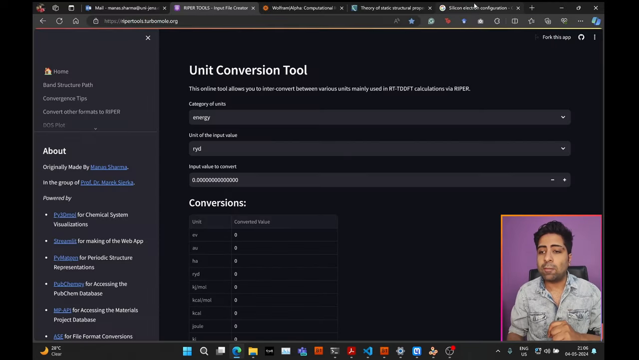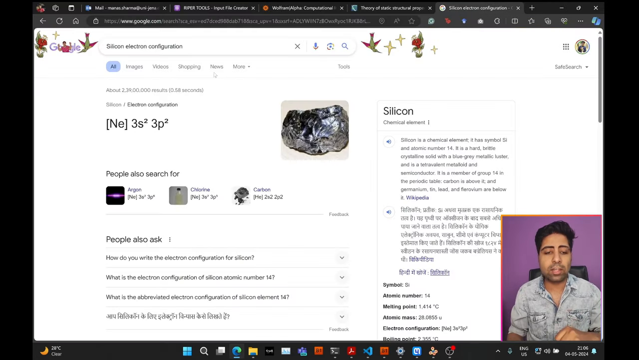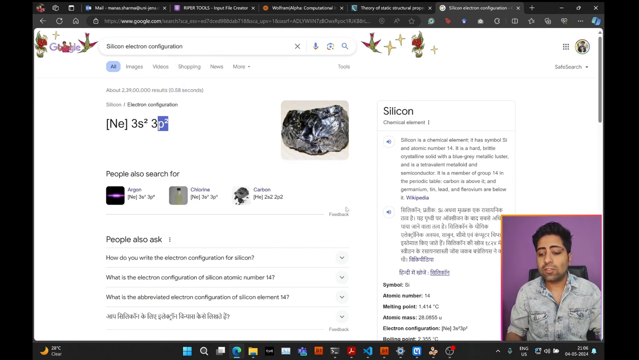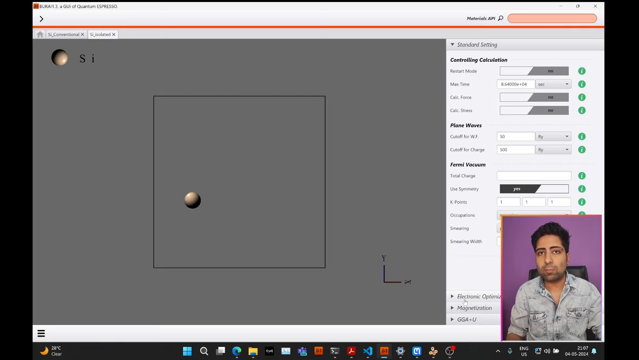And therefore, I have already Googled the silicon electronic configuration, and you see that it contains two p electrons. So essentially, there are two unpaired p electrons in the p orbitals. So in order to make your simulation also respect this fact, or have the same electronic configuration, you'll need to specify magnetization, or essentially you'll need to do a spin-polarized calculation.